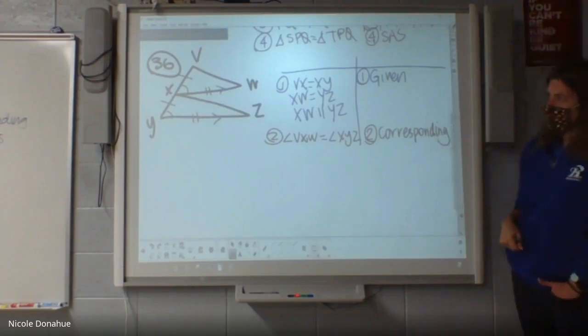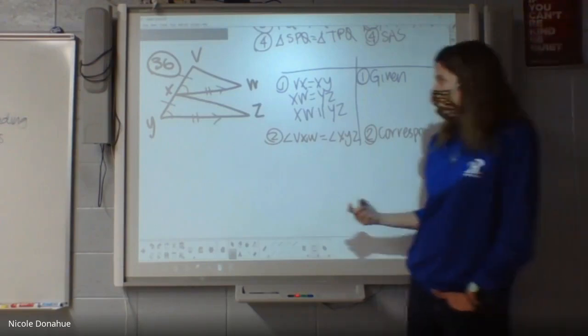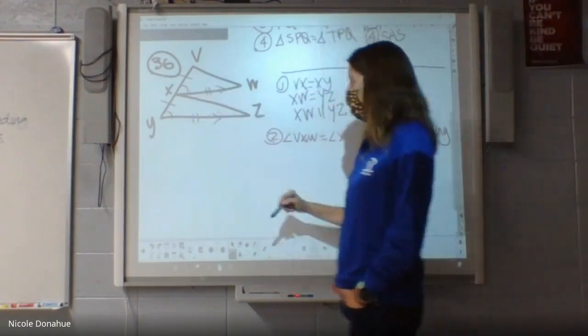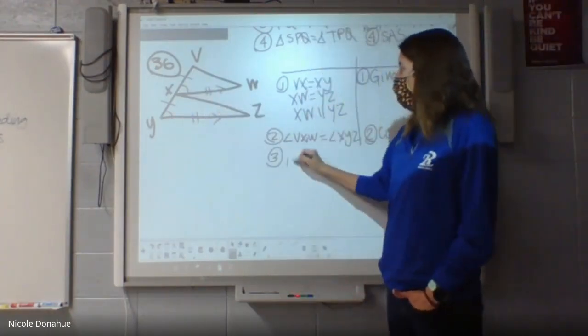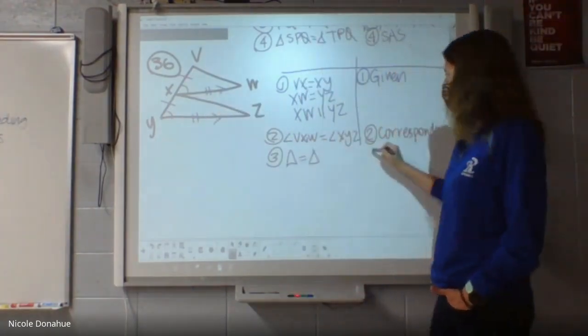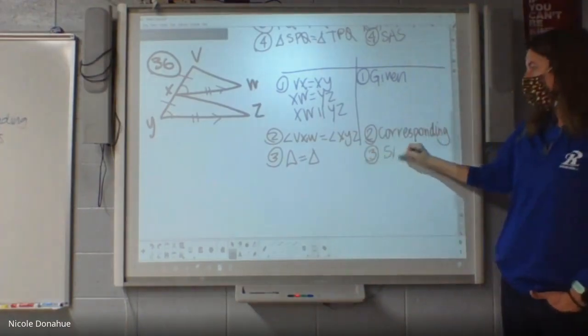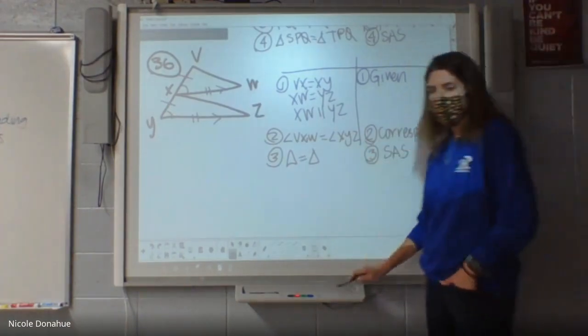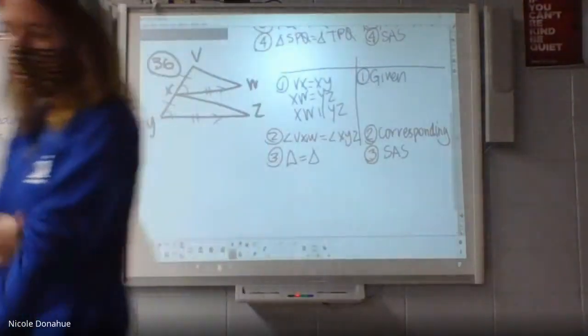So our corresponding angles. And then finally, now we have side angle side again. So the triangles are equal. Obviously, I'm just being lazy there. So it'd be side angle side. We want to actually write out what the triangles are. Okay.